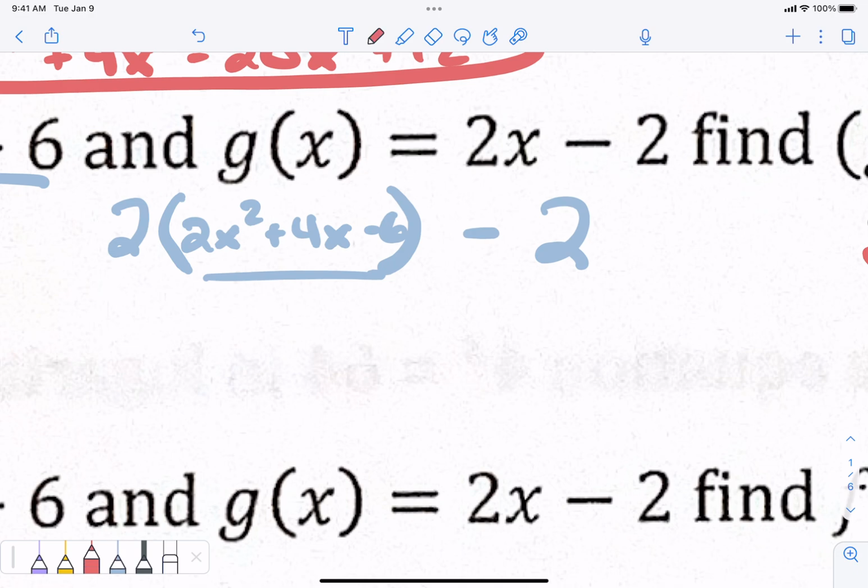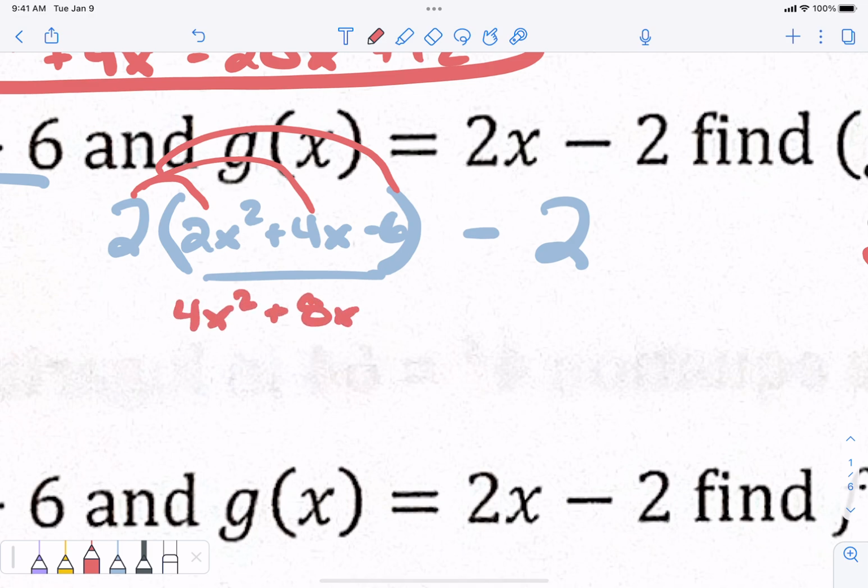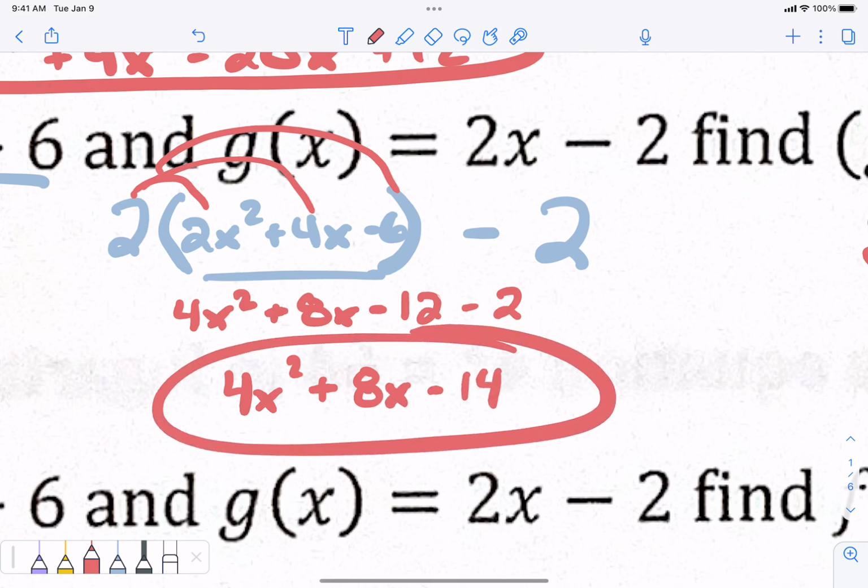Okay, now what? I'm not done yet. Distribute the what? The 2, so I can do this, okay? What's 2 times 2x squared? 4x squared. 4x squared plus 8x, minus 12. And then we still have minus 2 on the end there, so if I combine like terms, 4x squared plus 8x minus 14. There we go. Okay. Now it's stuck inside of there.